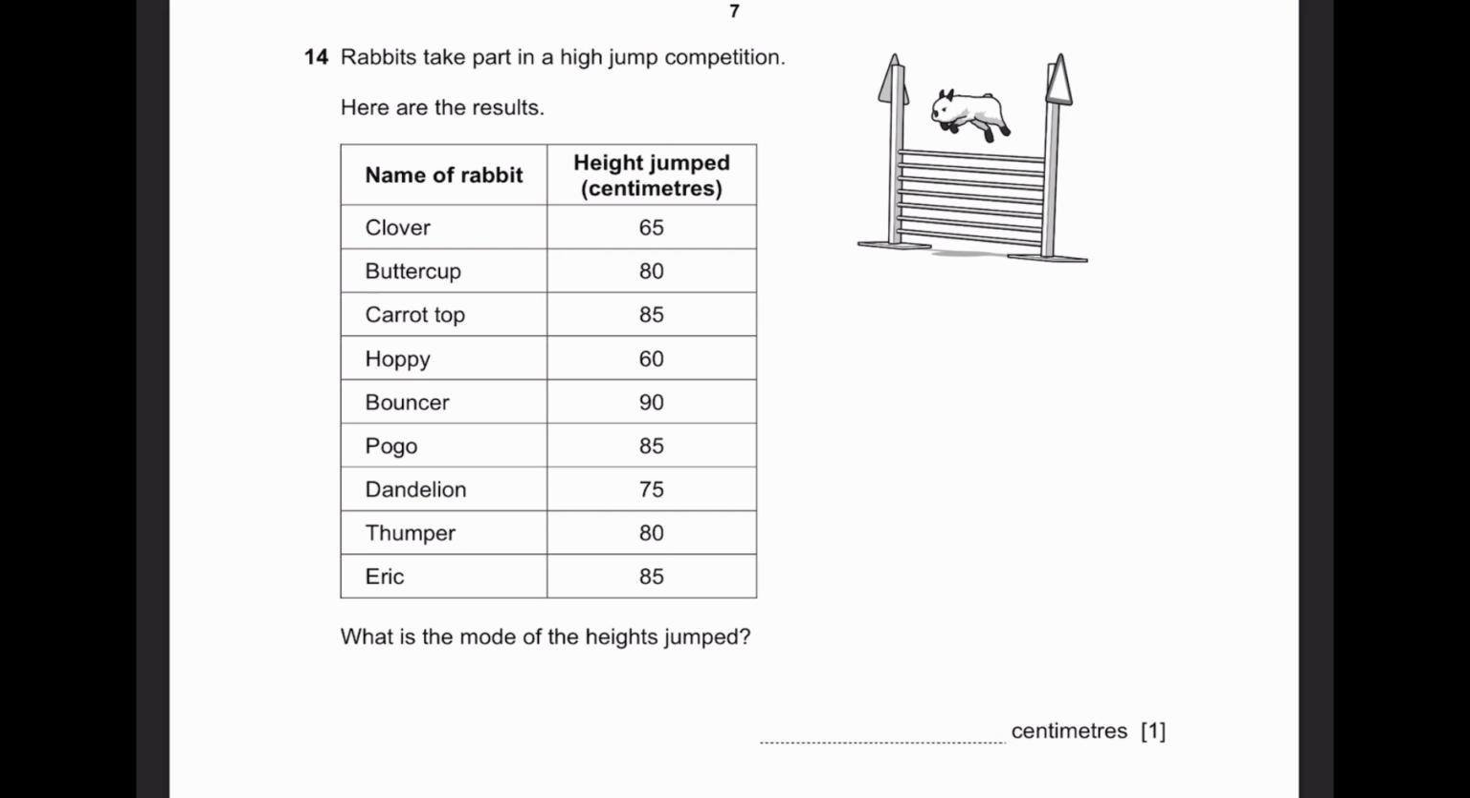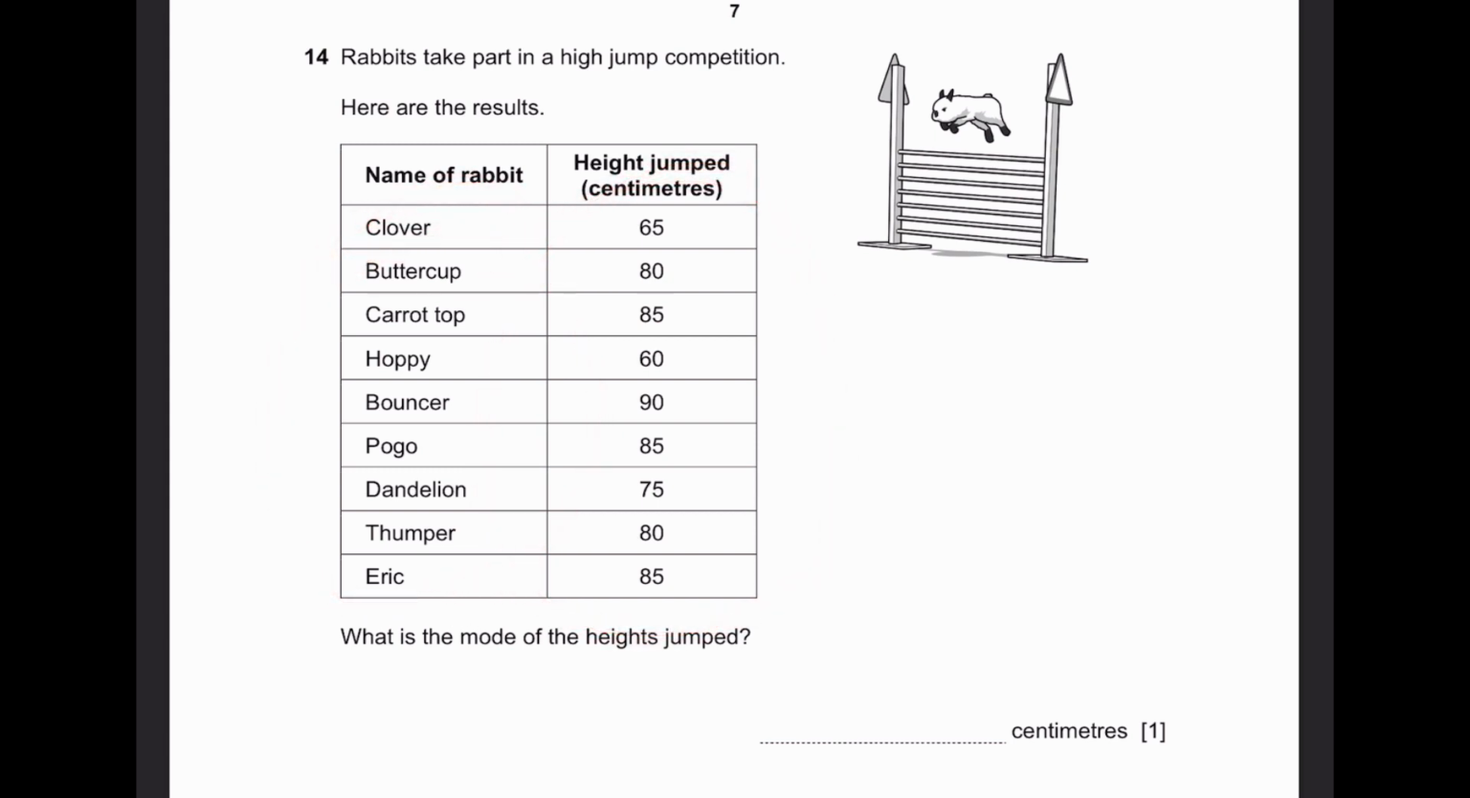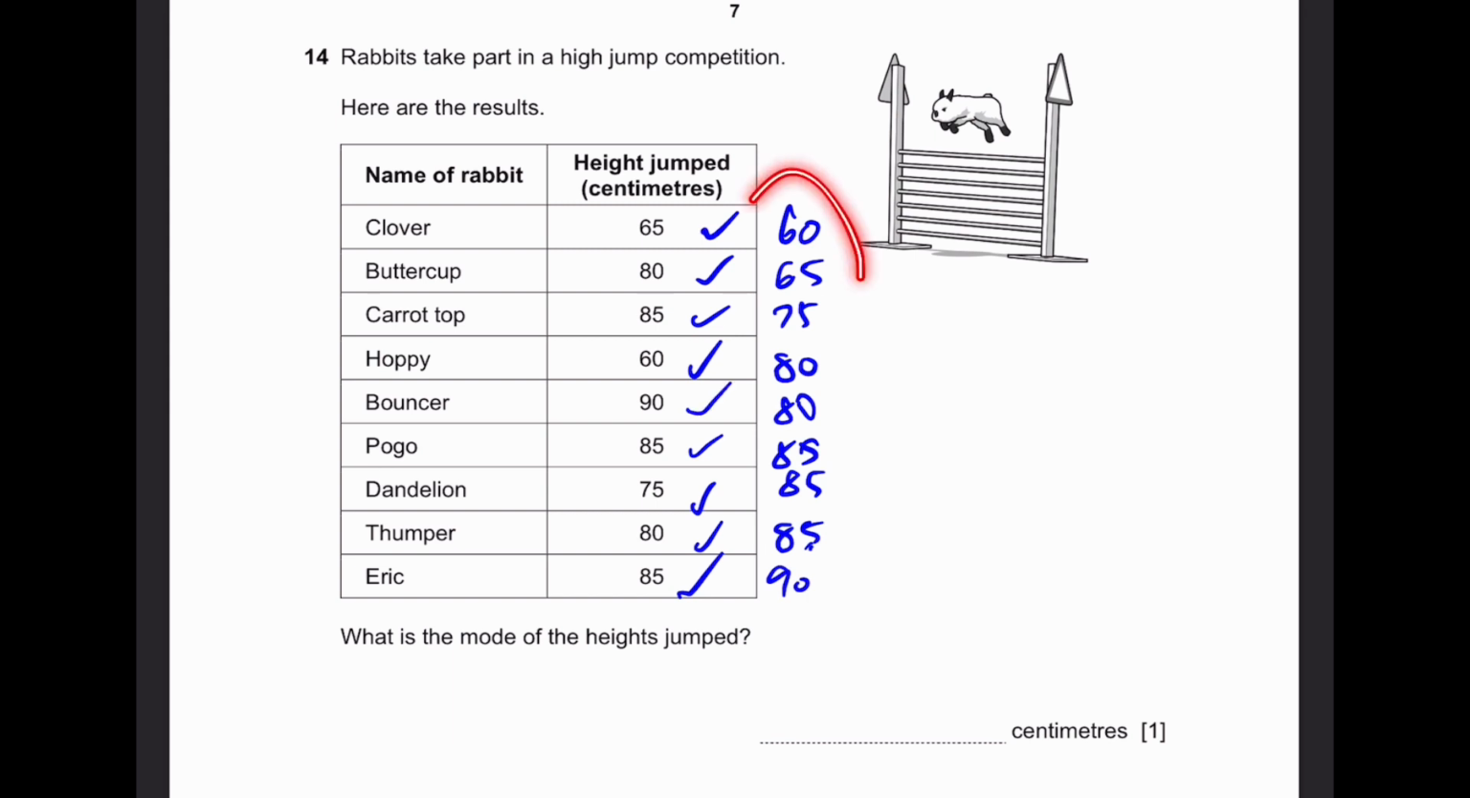Question 14. Rabbits take part in a high jump competition. Here are the results. We have 9 different rabbits and each have the high jump results recorded. What is the mode of the heights jumped? First, let's arrange all of these in ascending order. So we have 60, 65, 75, and then 2 80s. And then we have 3 85s. And finally, we have a 90.